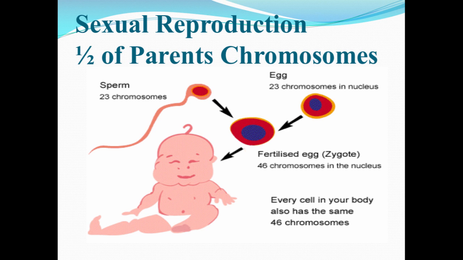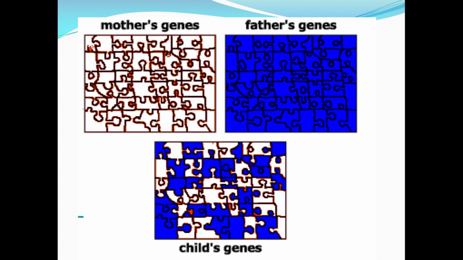So here's just another picture showing the sperm, which has 23 chromosomes from the male, and the egg having 23 chromosomes from the female. Put them together, you now have your new offspring, which is a zygote. That zygote then will split, divide, and multiply until it becomes a new offspring. Here's another good visual representation to show you how it is diverse.